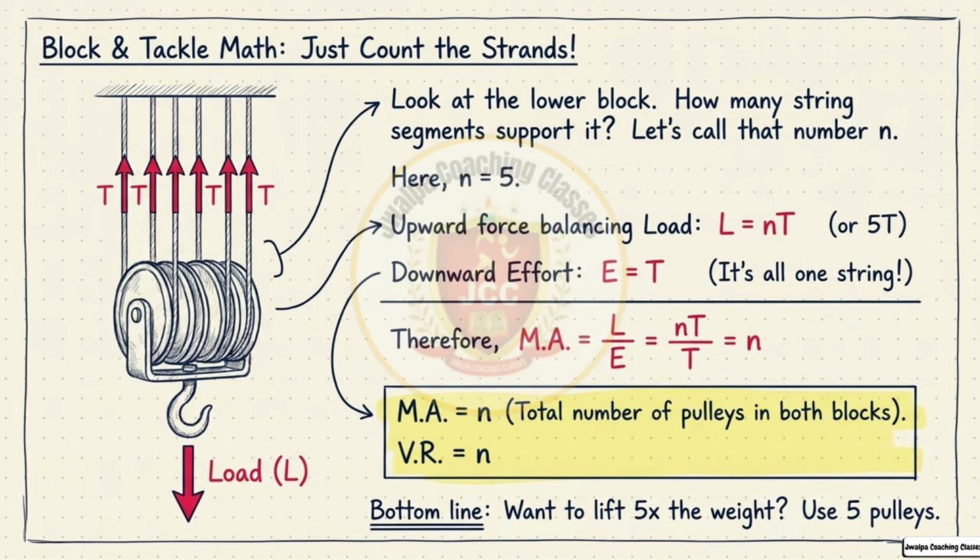The bottom line is wonderfully simple. Want to lift 5 times the weight? Use 5 pulleys. Basically, what we have learned here is that your mechanical advantage in a block and tackle simply equals the total number of pulleys.